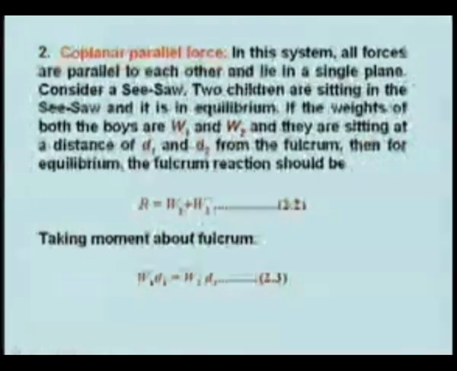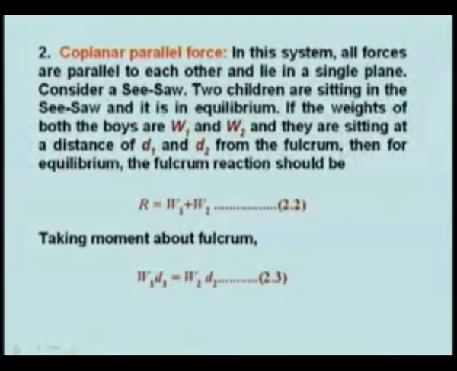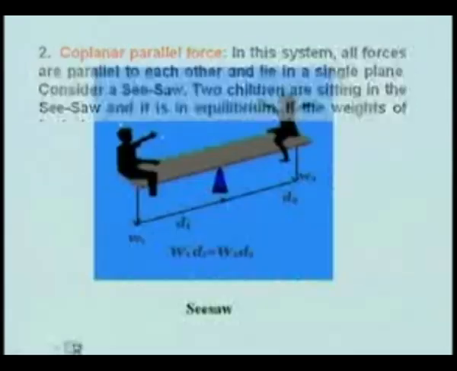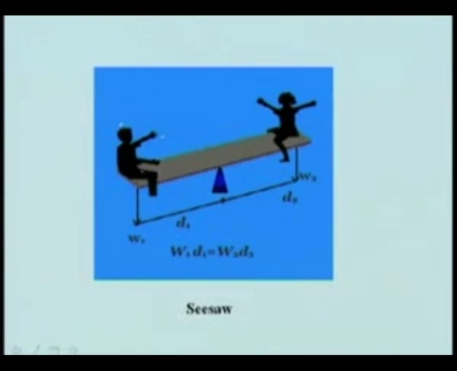Then we talk about coplanar parallel forces. Coplanar means forces acting on a particular plane. We can make a plane on that only, and they are parallel, like you have a plane on which the forces are acting like this. All forces are parallel to each other and lie in a single plane. Now, for example, you see this seesaw. Here one boy and one girl are both sitting on opposite sides of the seesaw. Now, let us consider the equilibrium of that seesaw.